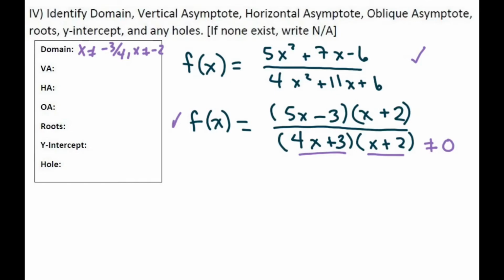So that means our vertical asymptotes are just that. That generates the vertical asymptotes at x equals negative 3/4 and x equals negative 2.